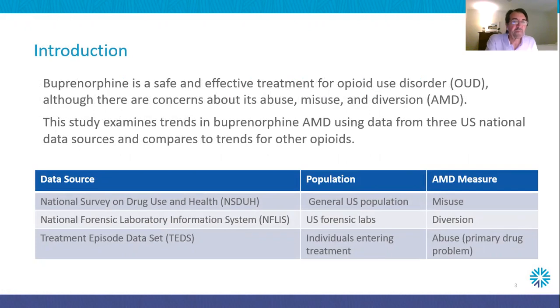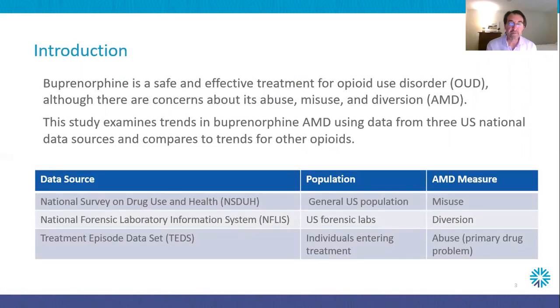Although buprenorphine is a safe and effective treatment for opioid use disorder, there are ongoing concerns about its abuse, misuse, and diversion. In this study, we examined trends in buprenorphine use, misuse, and diversion and compared it to other opioids. We used publicly available data from 3 large US databases in order to compare these trends.